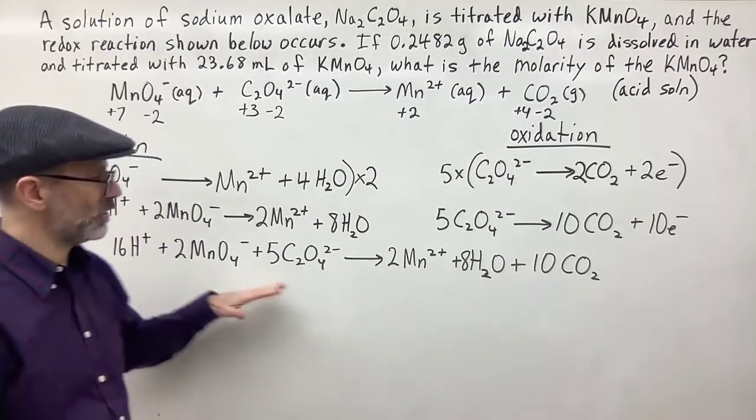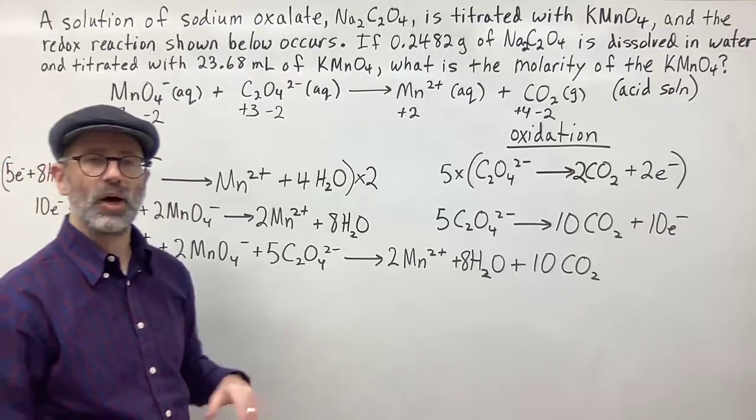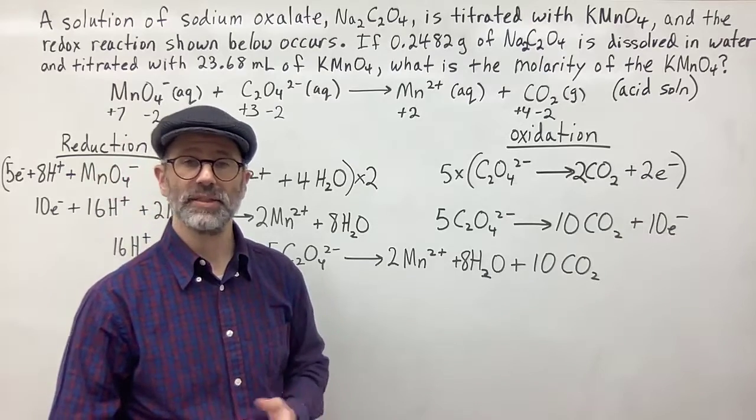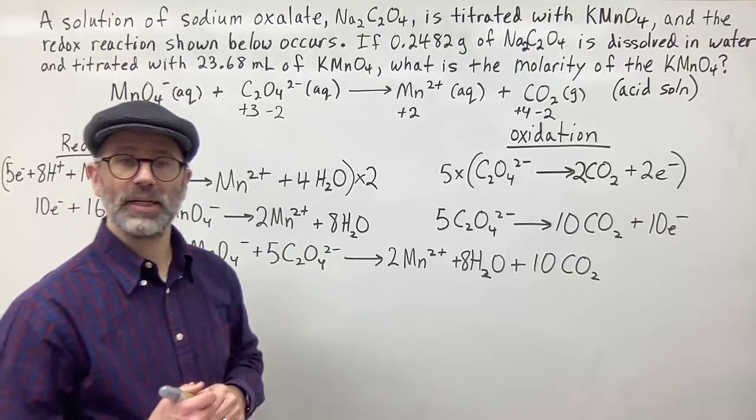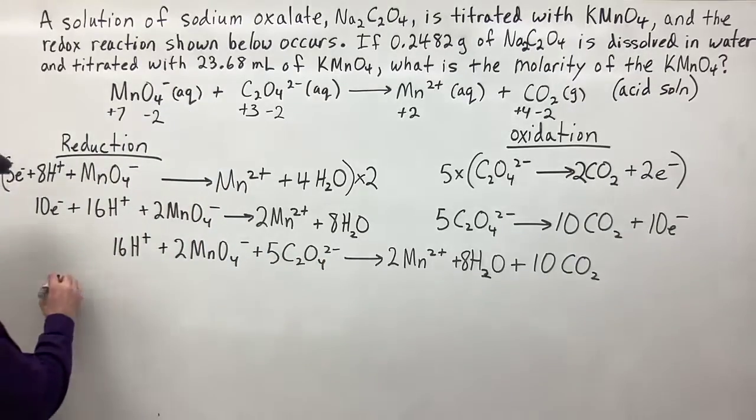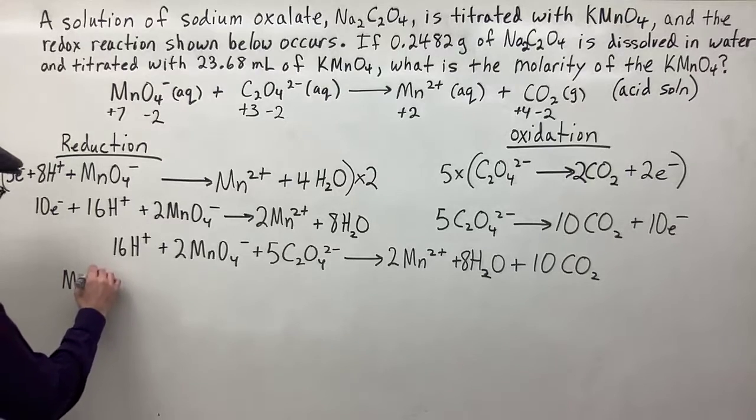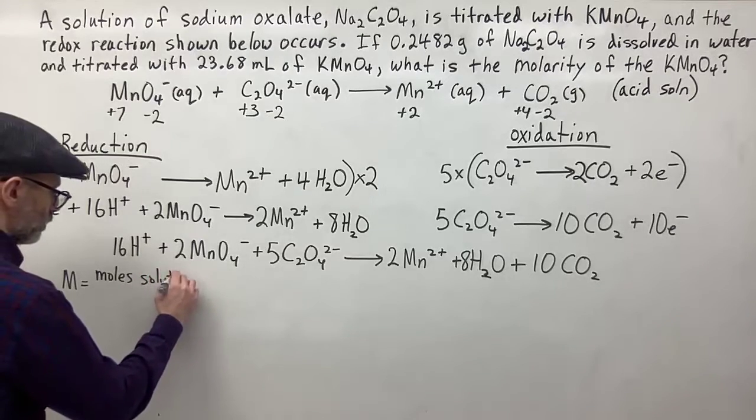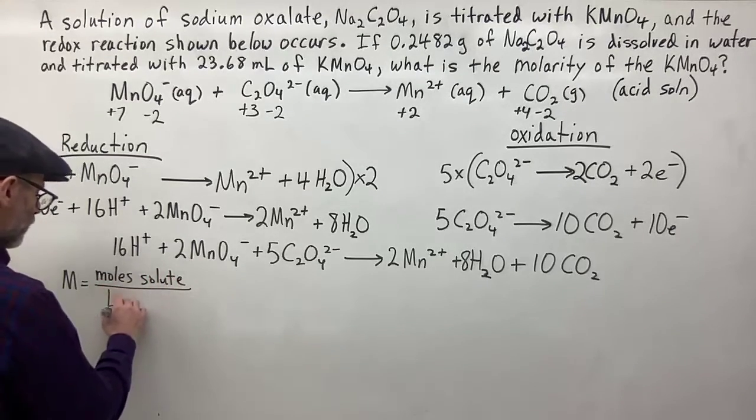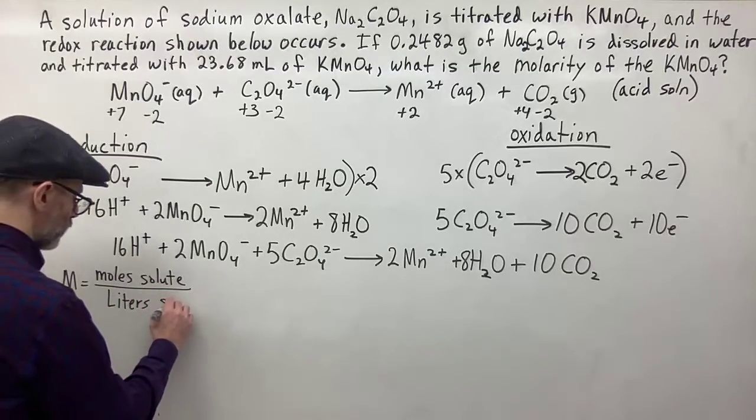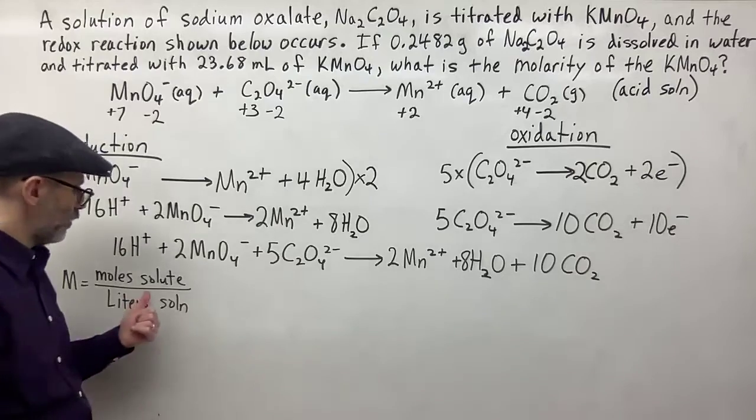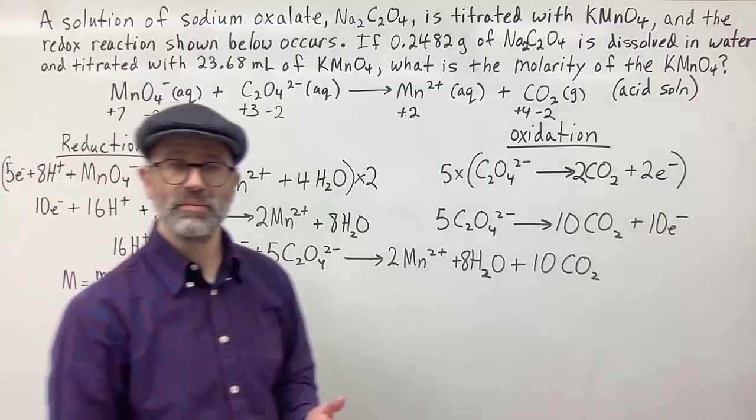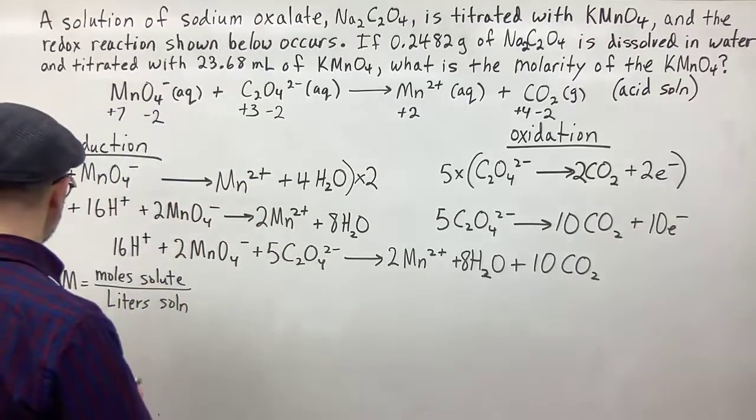Now that I have a balanced equation, now I can use the mole ratio here to help me convert and figure out what the molarity of the KMnO4 is. So again, to remind ourselves, molarity is equal to the moles of the solute over liters of the solution. So all we need to do is find moles, find liters, divide, and we've got our molarity. Okay? So let's get into this.